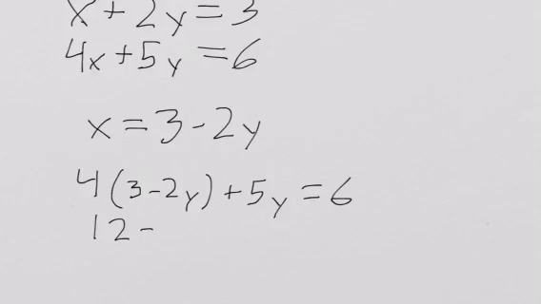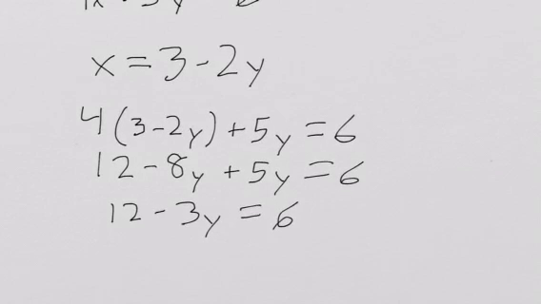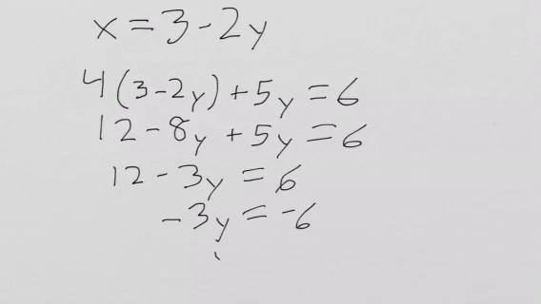12 minus 8y plus 5y equals 6. Combining like terms, I get 12 minus 3y equals 6. Now I can subtract 12 from both sides, and divide both sides by negative 3. And I get y equals 2.